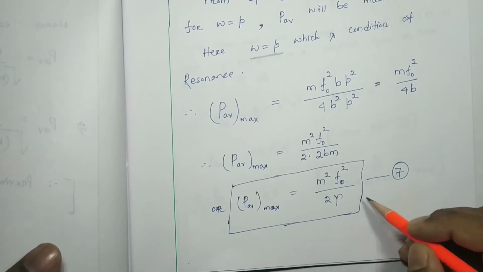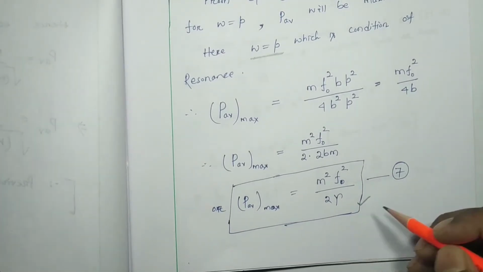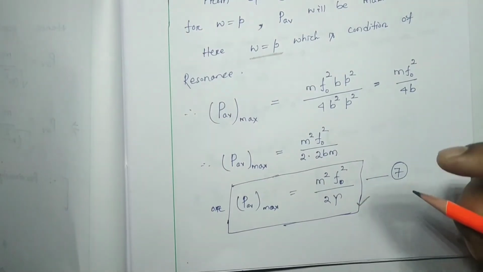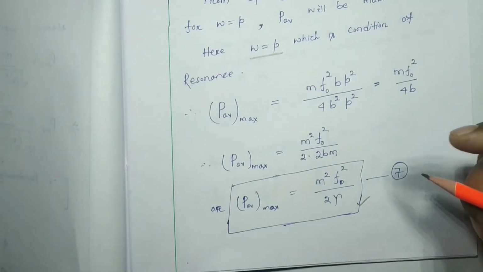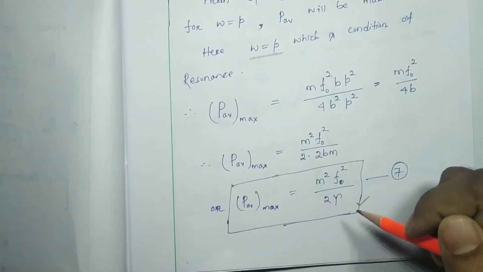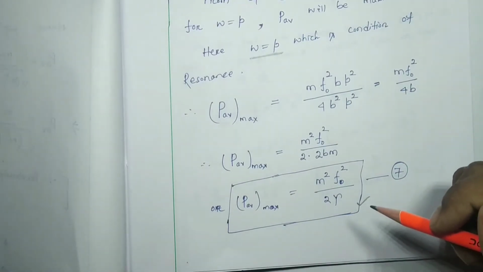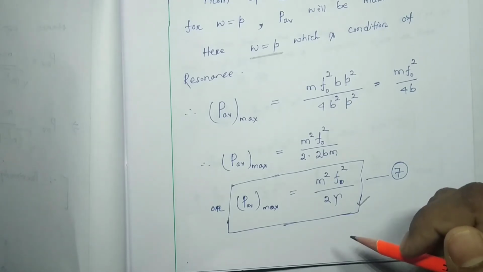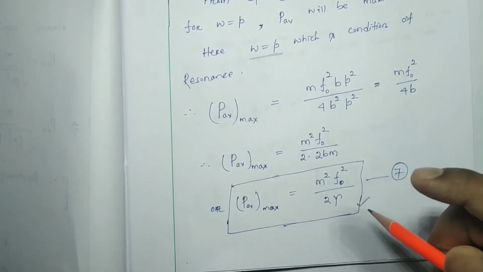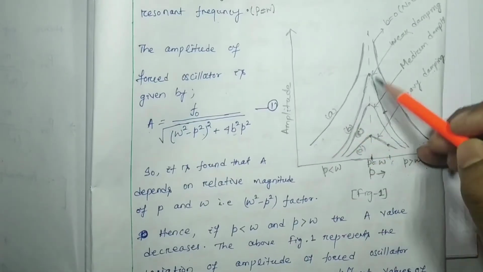You have to always remember one thing, that at the resonance condition, this is most important, it is required in your next 5th semester and 4th semester also. Power dissipation will be maximum at the resonance condition. At resonance condition we also found the amplitude is maximum, and power dissipation is also maximum.